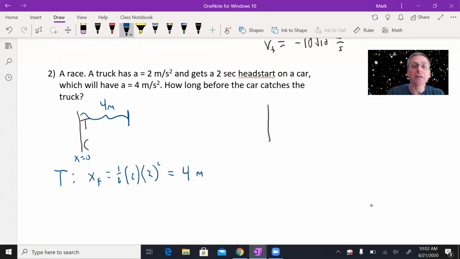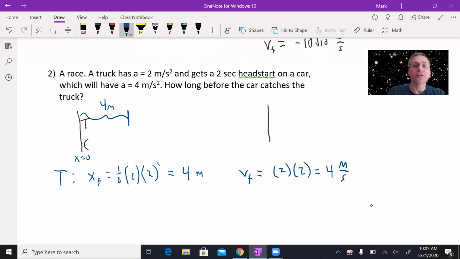So that's where the truck is when the car is able to start, and that's the head start. Let's also figure out how fast the truck is going at that moment, because it'll be moving when the car is starting from rest. So we can use that middle velocity equation. Again, the initial speed was 0, we know the acceleration, and we know the time. So it's moving 4 meters per second when the car starts.